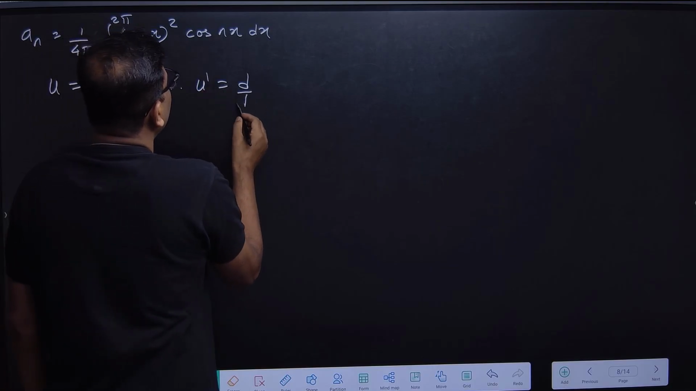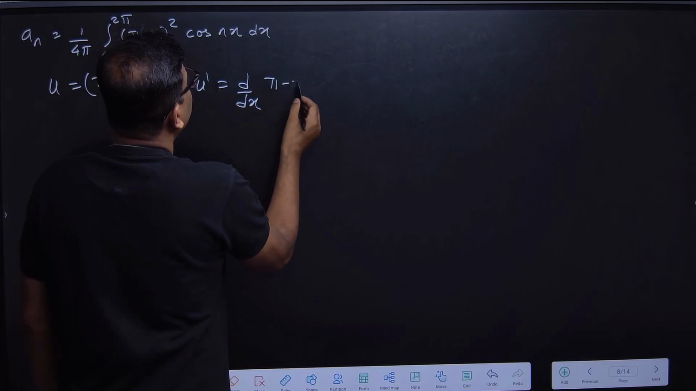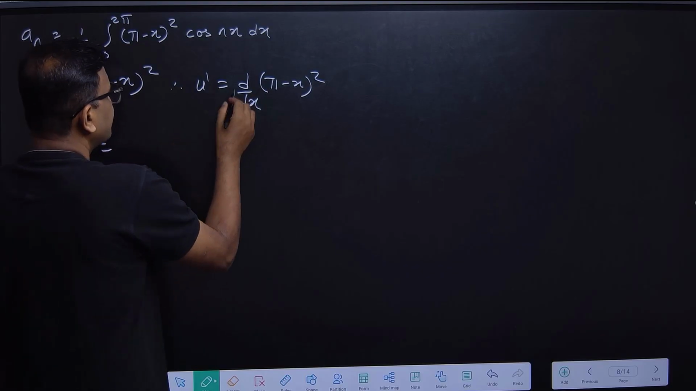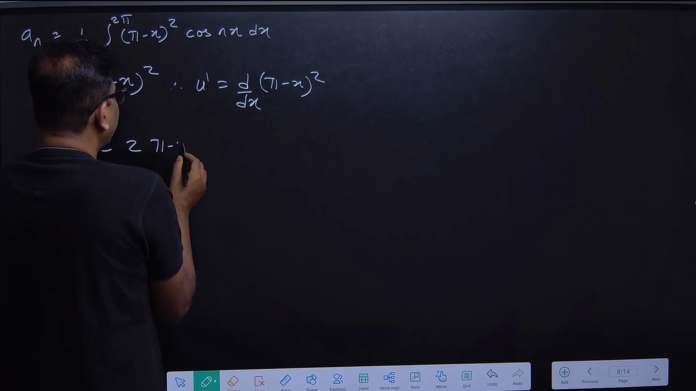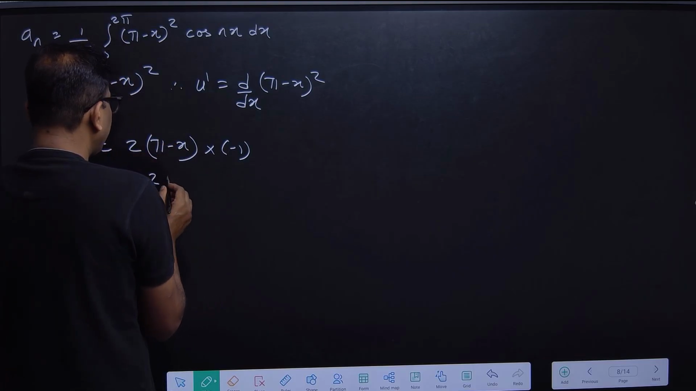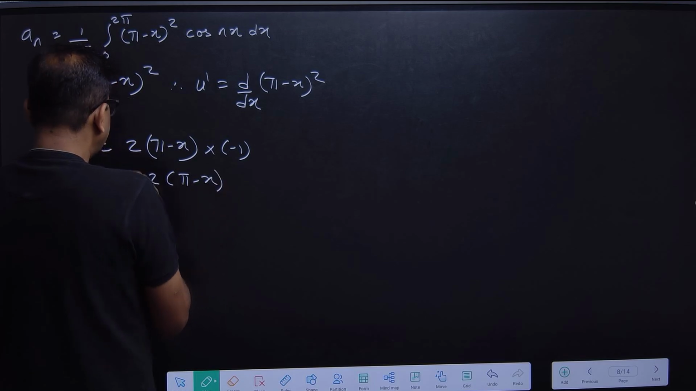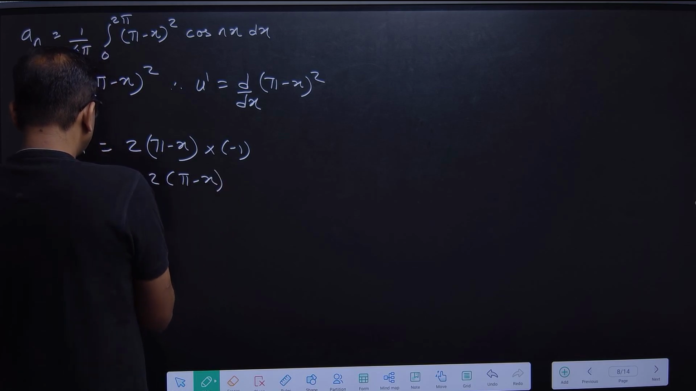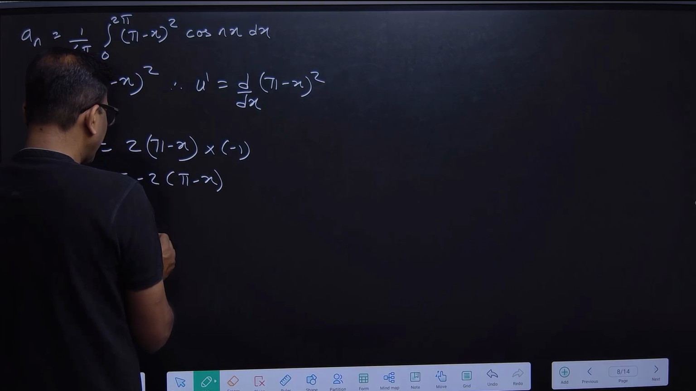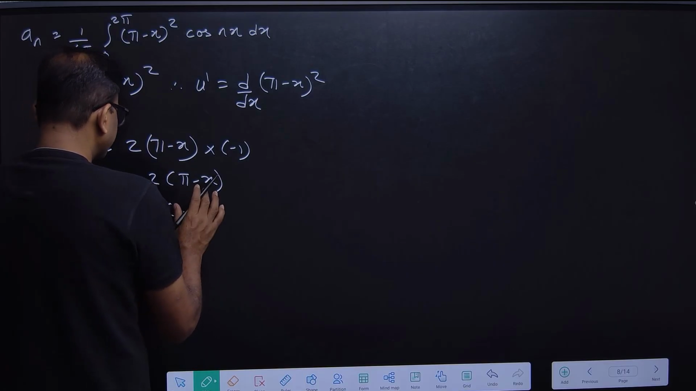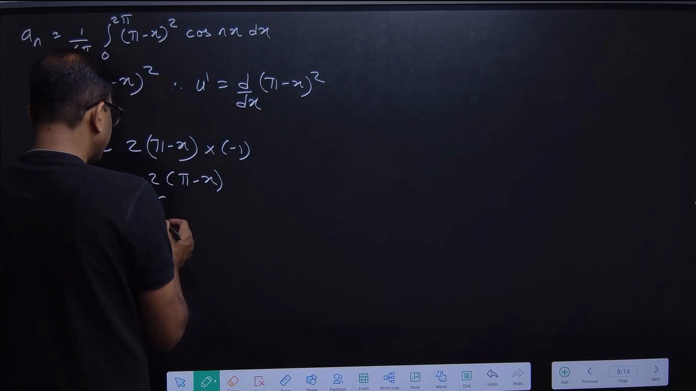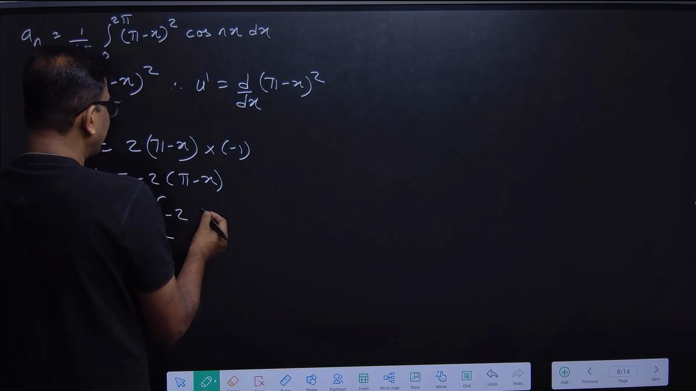And therefore u dash is the derivative of u, is derivative of pi minus x the whole square. We know the derivative of this is 2 into pi minus x into derivative of pi minus x, which is minus 1. So you'll find it comes out as minus 2 into pi minus x is u dash. U double dash is the derivative of u dash. If you differentiate this term again with respect to x, we get the value. Remember, in exam you may skip some steps, but I'm showing this in detail so that you'll understand it well.